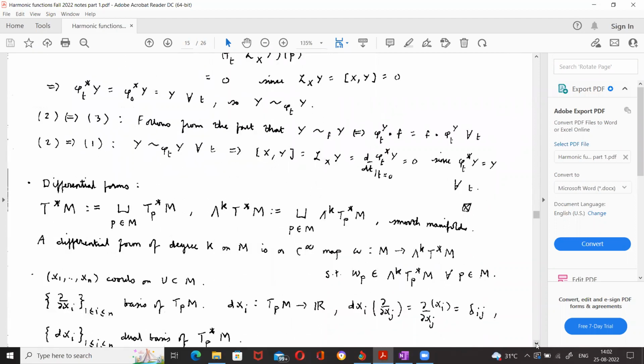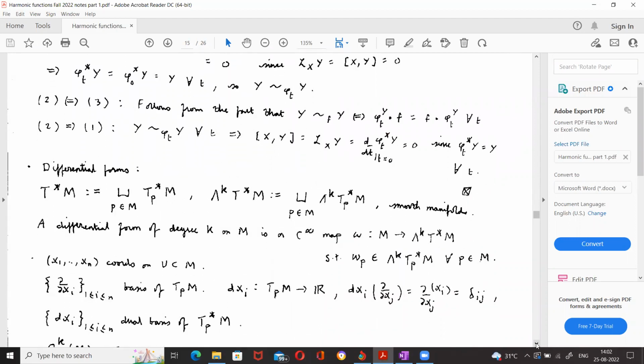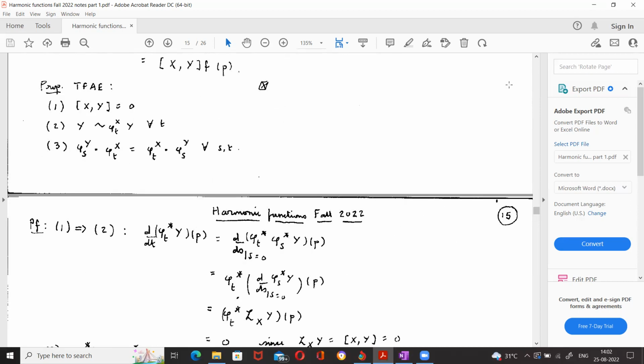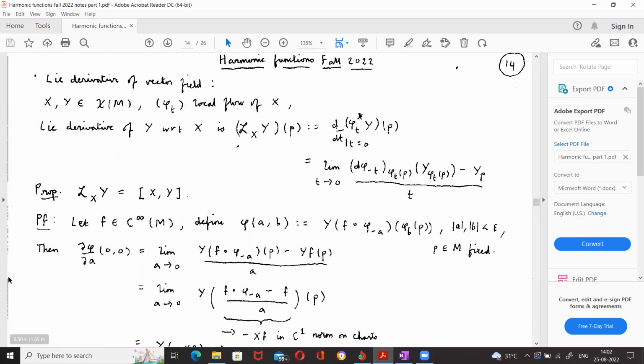Okay, so last time we were talking about the Lie bracket and Lie derivative of vector fields. So we saw that the Lie bracket of two vector fields is equal to the Lie derivative L_X Y of Y with respect to X. And that's defined to be d/dt at t equal to 0 of the pullback phi_t star of Y, where phi_t is the flow of X.